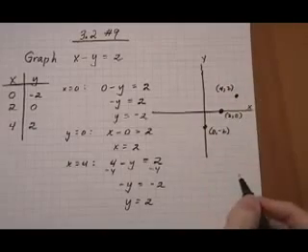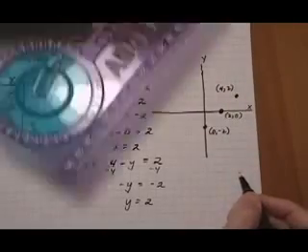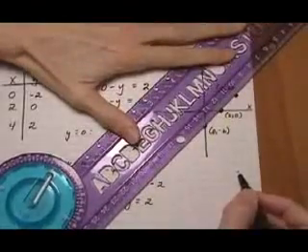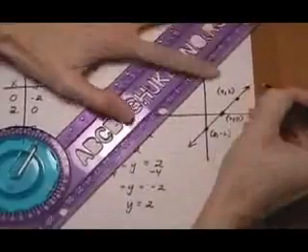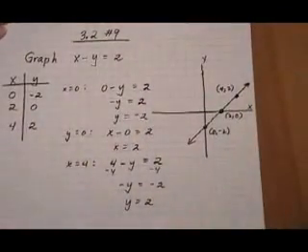There's our other point. And they all line up, which means we do have a straight line, and we put a line through it using any straight edge that you have hanging around. And there's our graph.